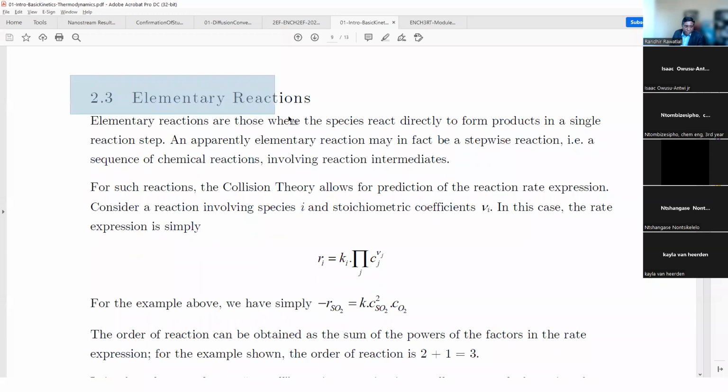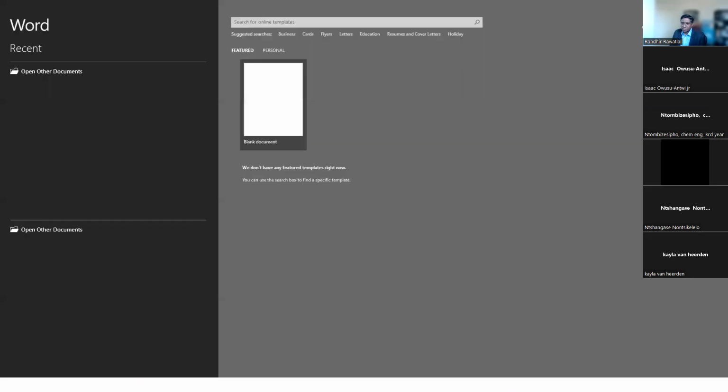Then elementary reactions, again, I expect you'll have covered this in much more detail in your chemistry courses. But in an elementary reaction, the reaction rate is given by the product of the concentrations raised to the stoichiometric coefficient. So this is a nice general view that we can take. In fact, maybe let's just do a quick example of something like this.